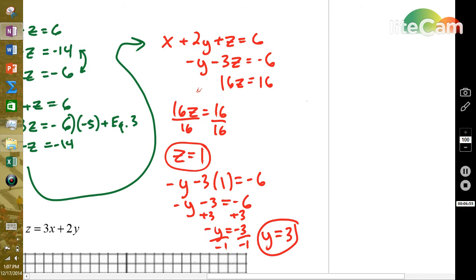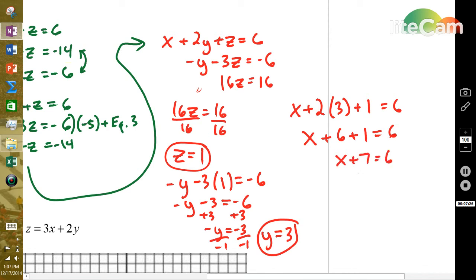Finally, use your top equation with all three variables, x, y, and z, and plug in y and z. x plus 2 times 3 plus z, which is 1, equals 6. So x is going to be equal to, x plus 2 times 3 is going to be equal to 6. So it's going to be x plus 6 plus 1 equals 6. Add like terms, x plus 7 equals 6. Subtract 7, x will equal negative 1. So your solution to the system of 3 equations is going to be negative 1, comma 3, comma 1.